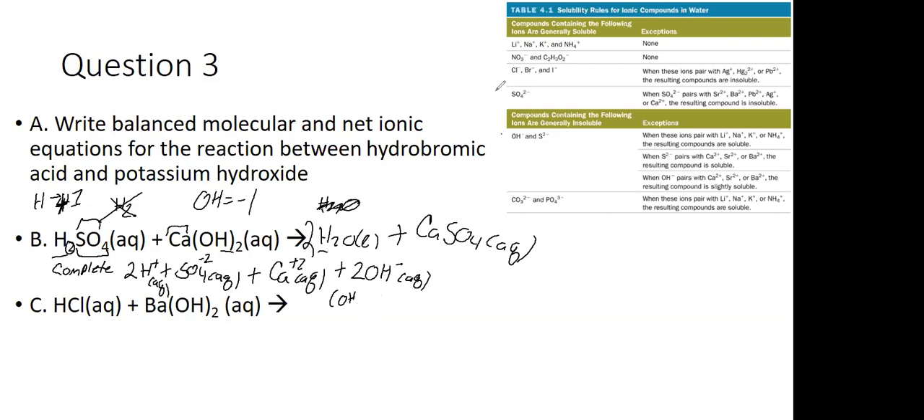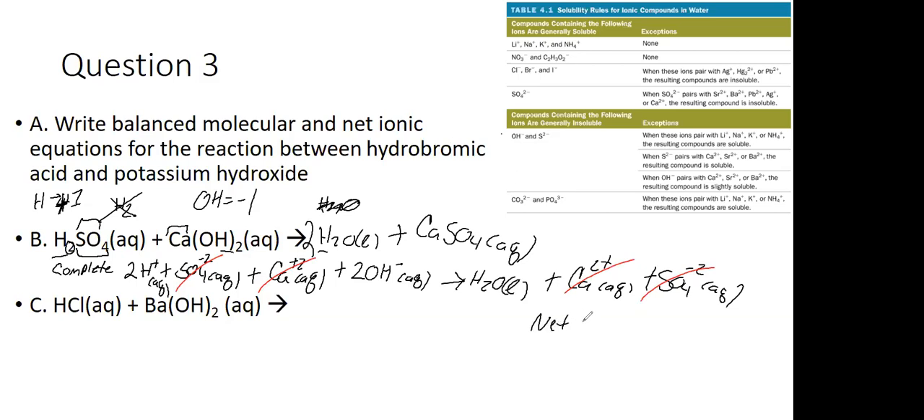All right. And what we make, oh, this undo takes forever. What we make is water plus calcium 2 plus SO4 2 minus. Yeah, so there's your complete equation. I'm going to just cancel out spectators here. And your net is 2H plus aqueous plus 2OH minus aqueous makes, I forgot the 2 there, 2H2O liquid.